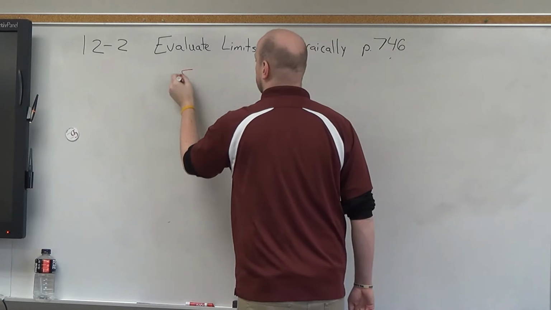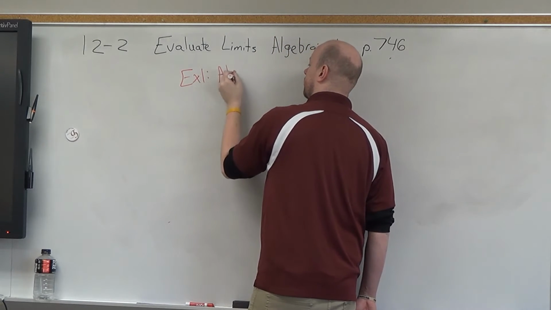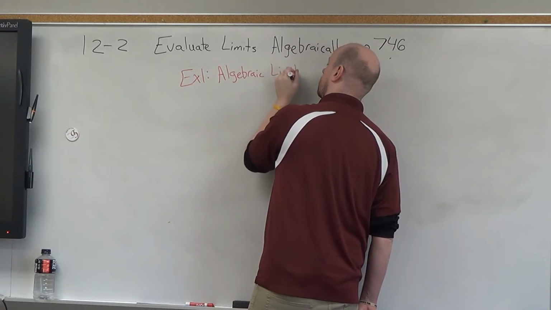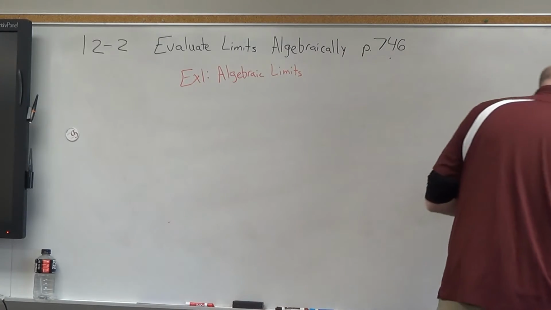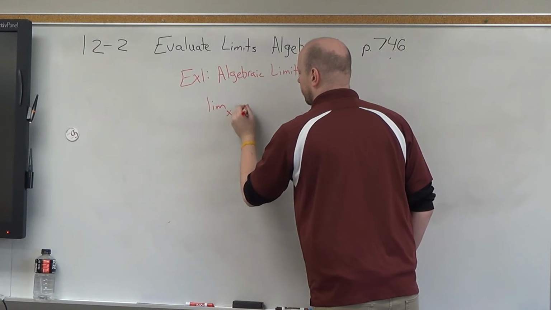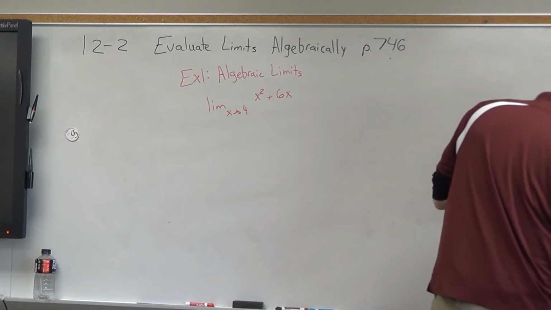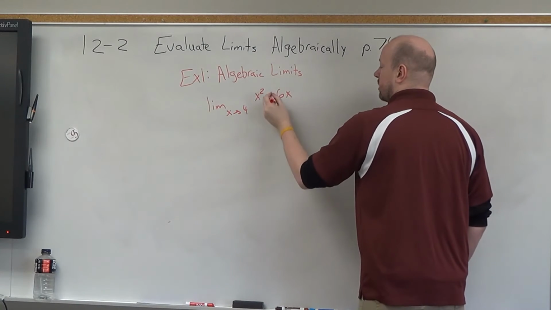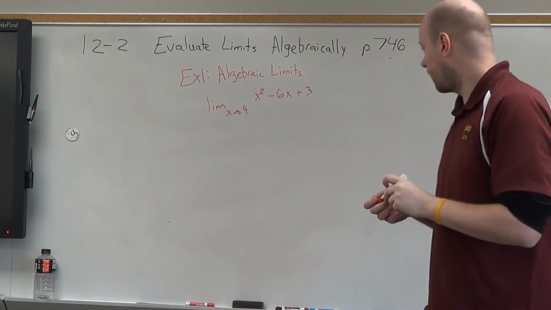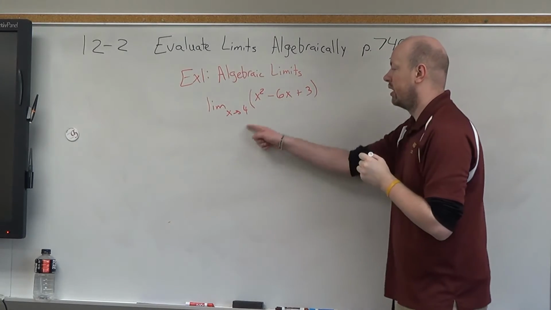Example 1, algebraic limits. So let's see, we're going to find the limit as x approaches 4 of x squared minus 6x plus 3. Okay. So again, the important thing to note is this is going over the entire expression, not just the first one.